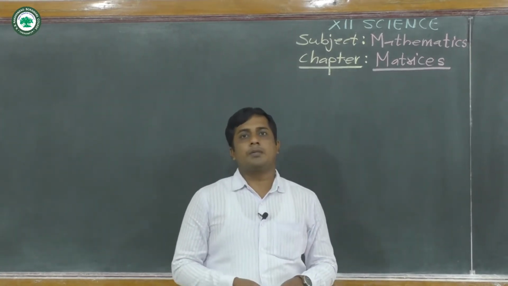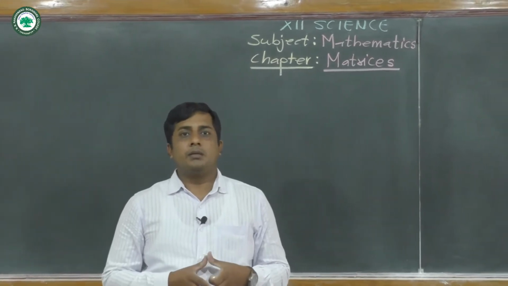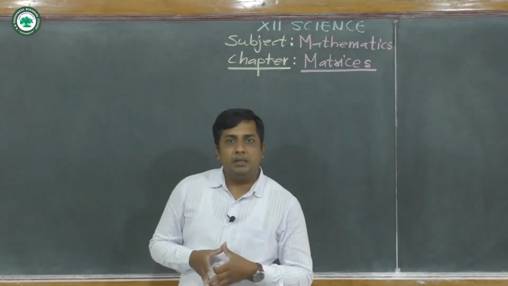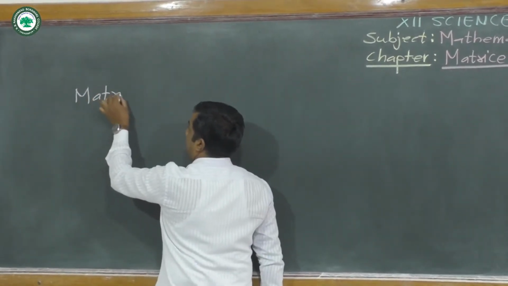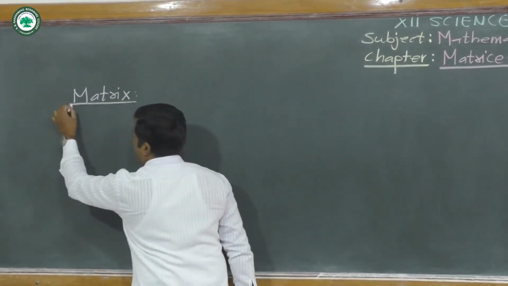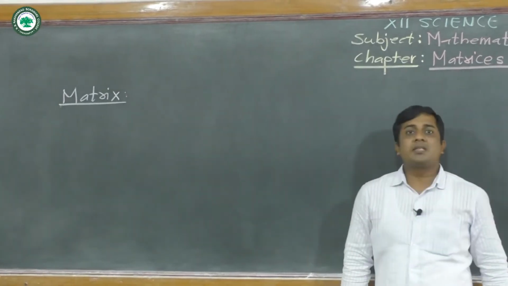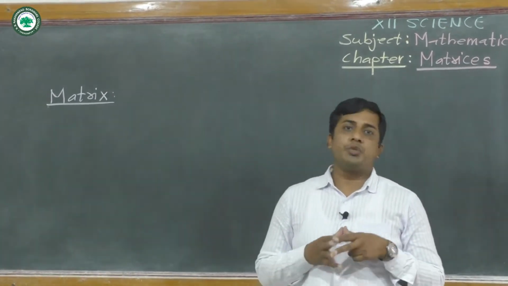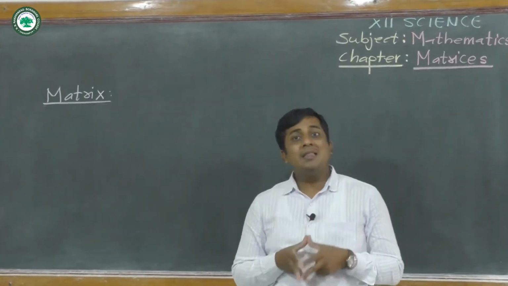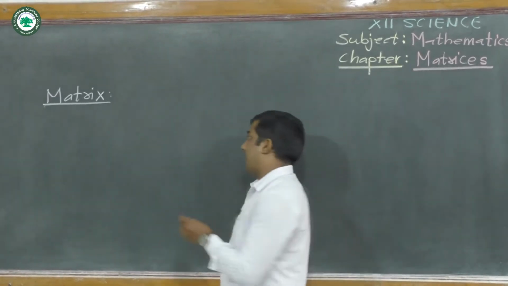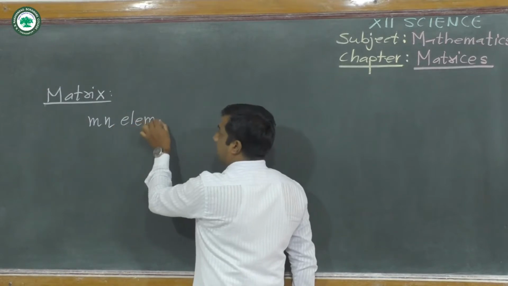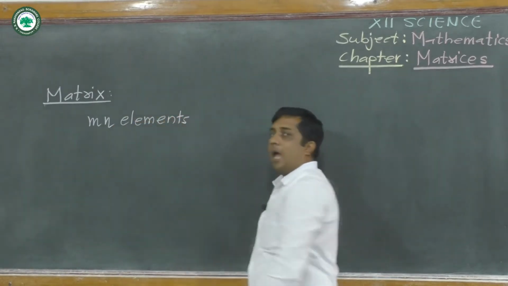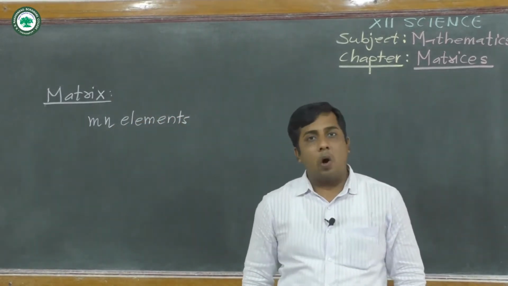In that, our first concept is we have to define the matrix first. That is, we have to see the definition of matrix. To define the matrix, we consider the rectangular arrangement, and in that we consider mn elements, total mn elements arranged in m rows and n columns.